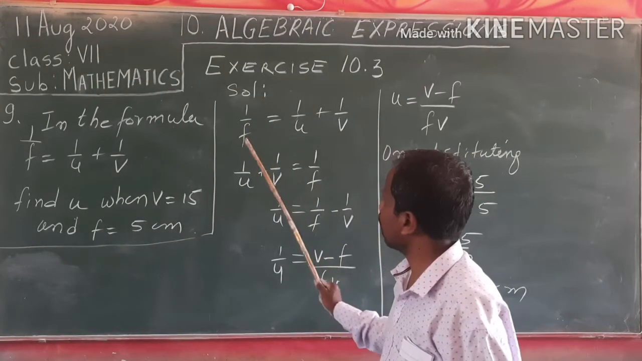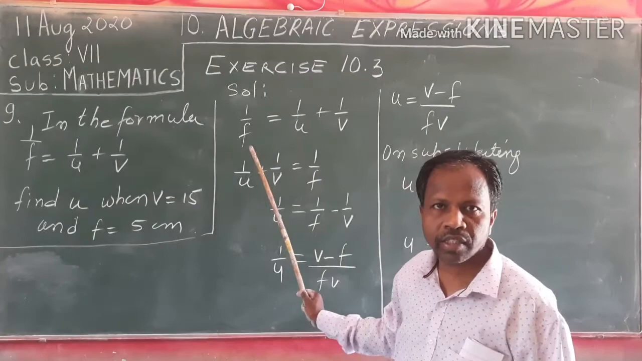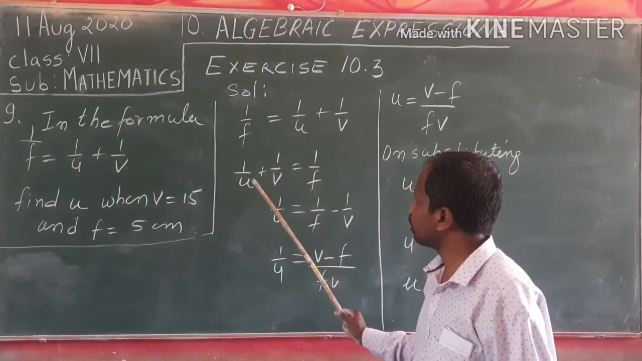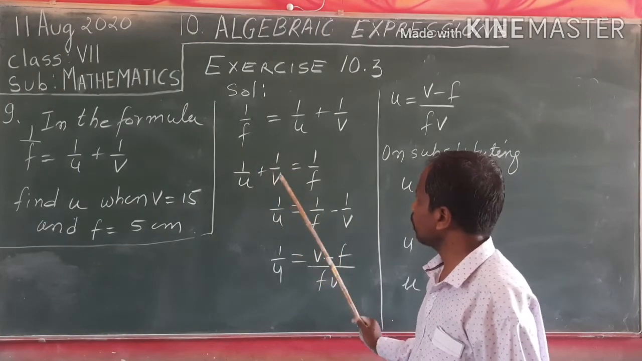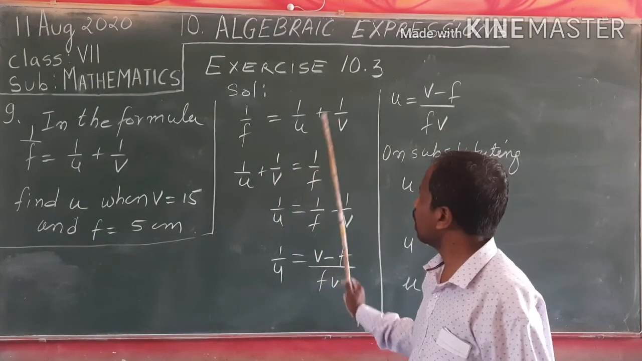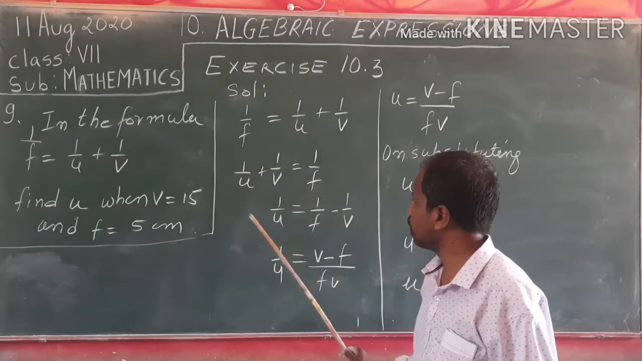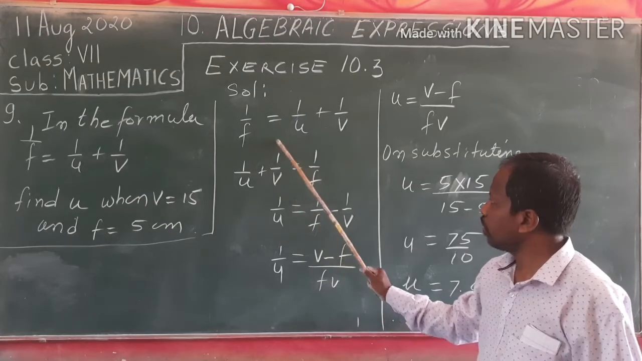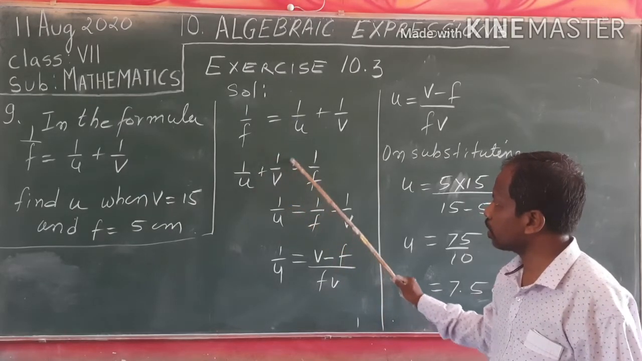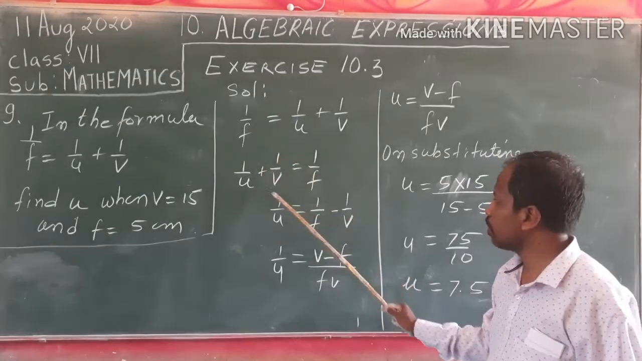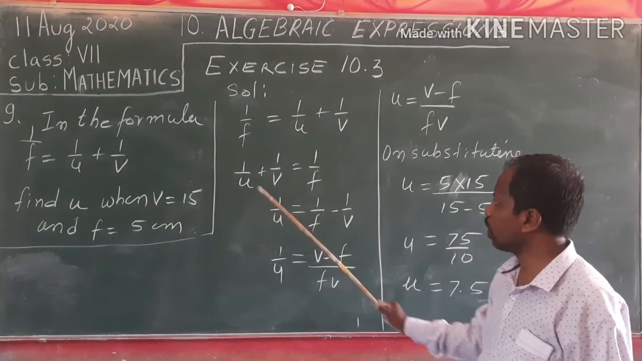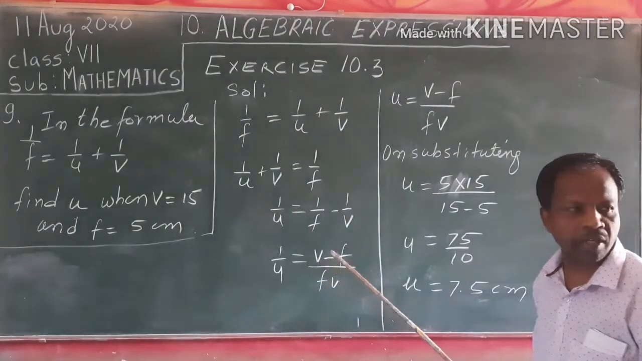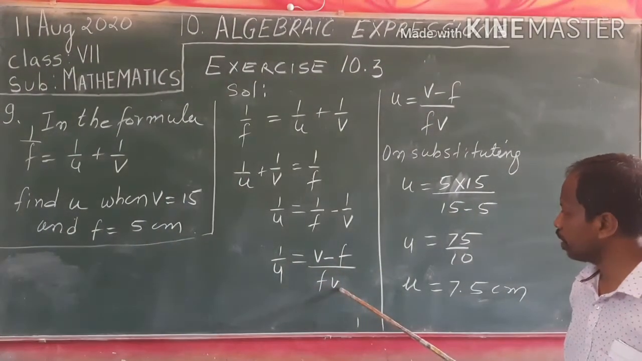You write like this. I have just interchanged. Even if you don't interchange, it doesn't matter, you will get the same answer. But I have interchanged. Can you see? This one I have written on the right hand side and the right one I have given to the left. Now on taking this towards the right, this becomes minus, because you have a minus on U. We get 1 upon U is equal to V minus F upon FV.